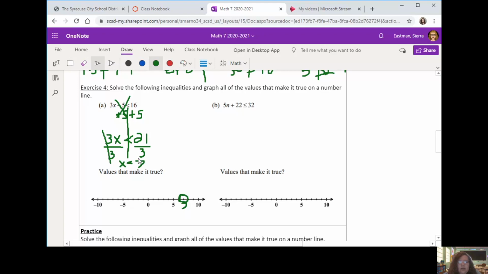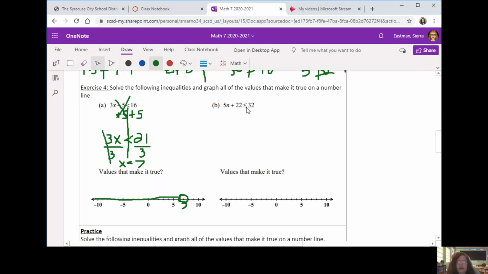And then we need all of the numbers less than 7, so we can color this side of our number line. Okay, we need open circles unless you see that equal to line on your symbol. And then you have to look at which direction the alligator is pointing. 7 has to be greater than any value to make it true. So the values could be a -10, -5, 0, anything less than 7, like we said.